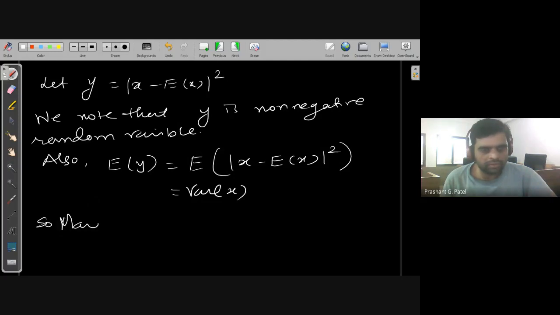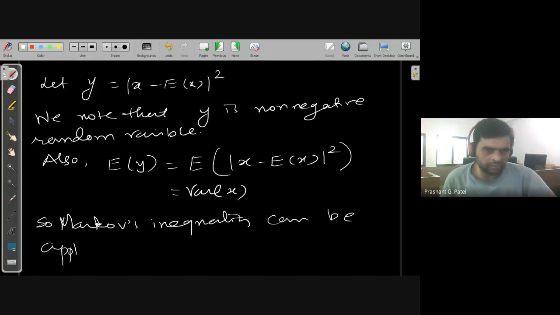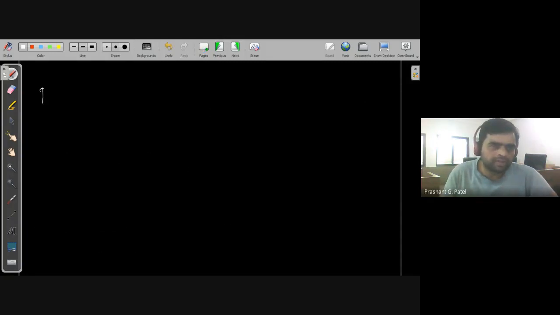So Markov's inequality can be applied to give Chebyshev's inequality. We'll start with the probability of mod of X minus expected value of X greater than or equal to c. This is our objective.